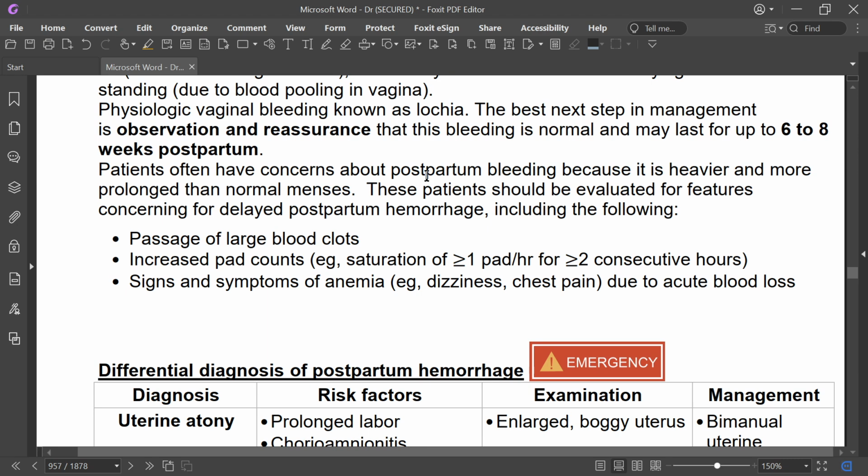Patients are often concerned about postpartum bleeding because it is heavier and more prolonged than normal menses. These patients should be evaluated for features concerning delayed postpartum hemorrhage: passage of large blood clots, increased pad count, and signs and symptoms of anemia.